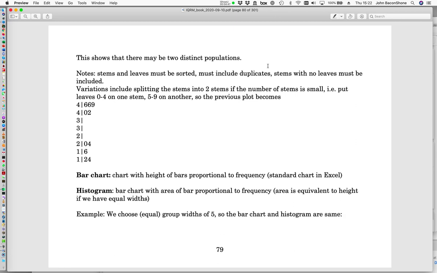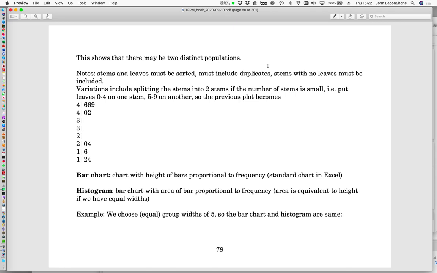So the previous plot would become something like this. For the stem of 1, we would have 2 to 4 on the first stem and 6 on the second. For the stems of 2, we only have a 0 and a 4. We have nothing from 5 to 9. We have nothing on either of the two stems with a 3.